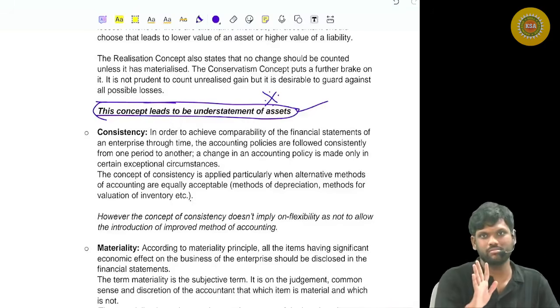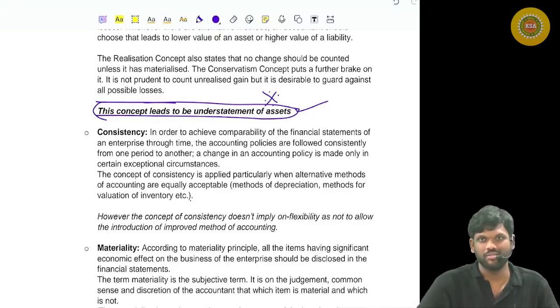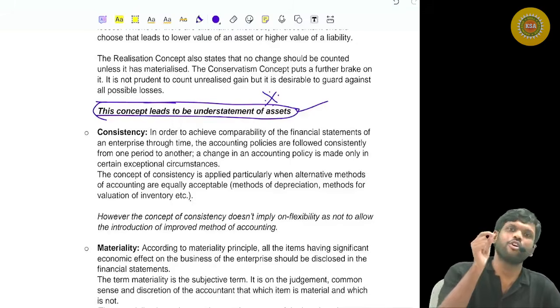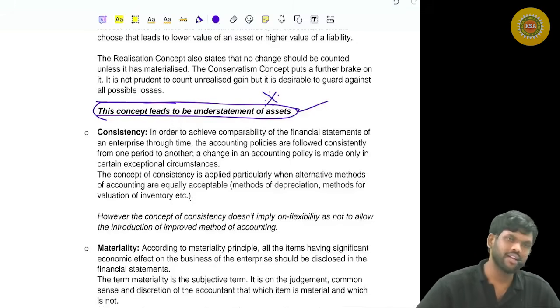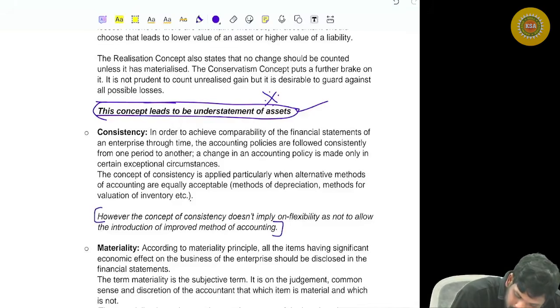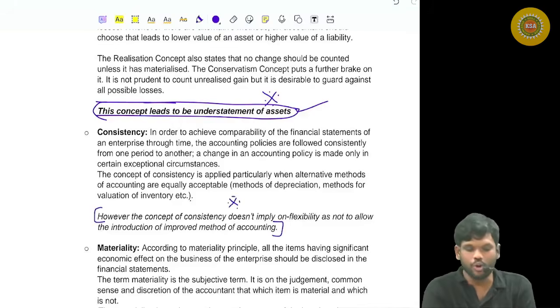You can change, but that change should be once in a while. That should result in better presentation. You cannot change every year, then you are not being consistent. If you are not being consistent, comparability will get affected. Okay, so this italics also is important. This also was asked in one of the true or false questions.